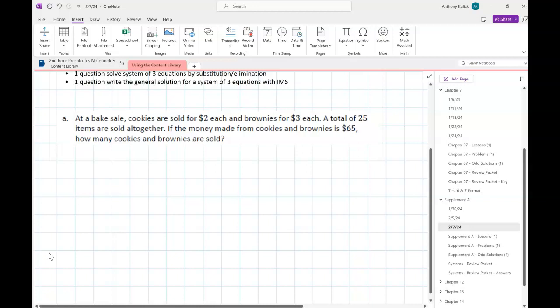It says, at a bake sale, cookies are sold for $2 each, brownies are sold for $3 each, and a total of 25 items are sold altogether. If the money made from the cookies and brownies is $65, how many cookies and how many brownies are sold?